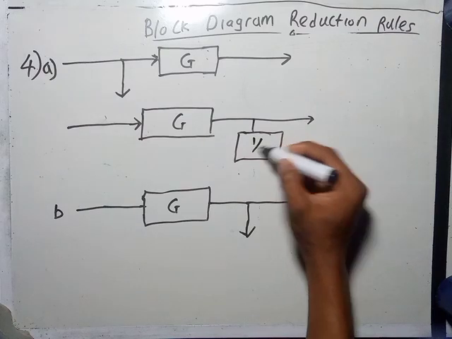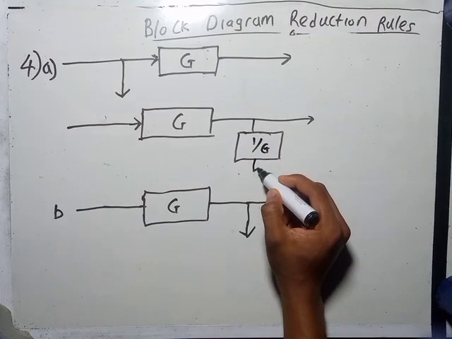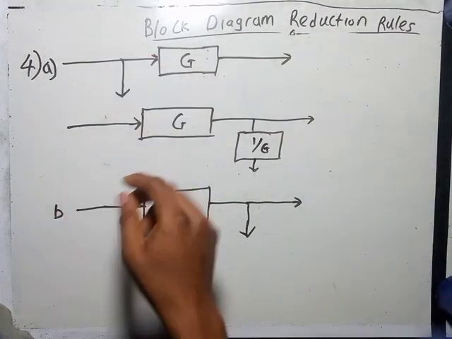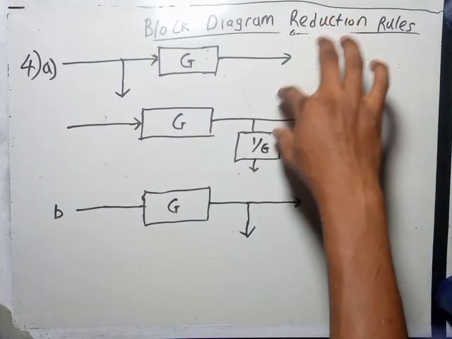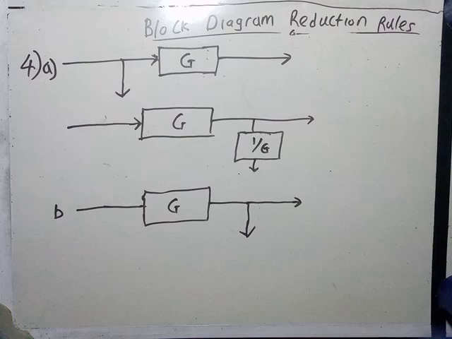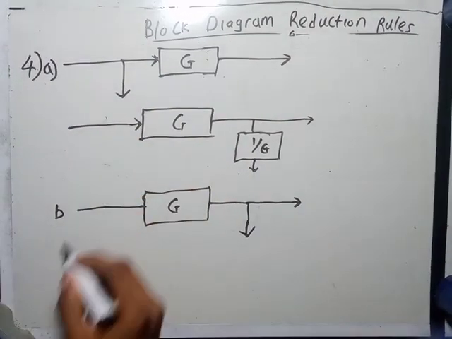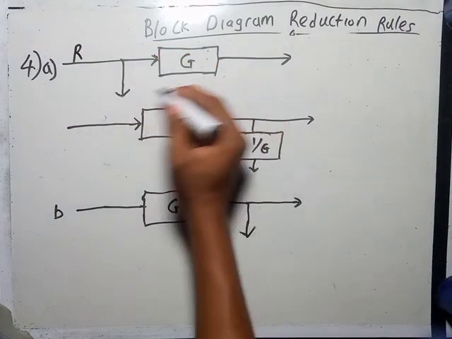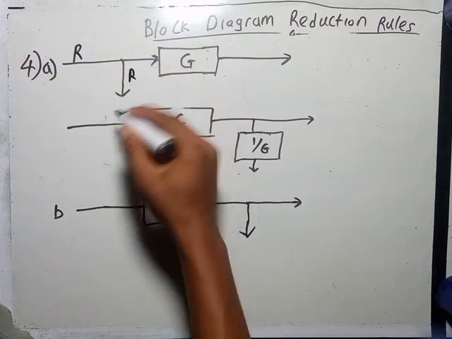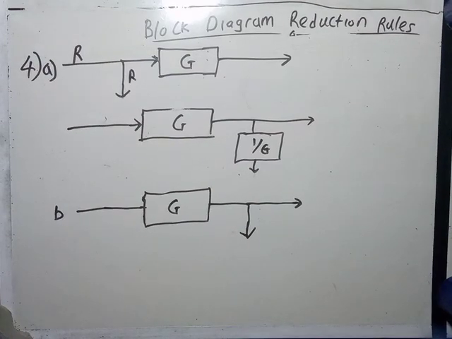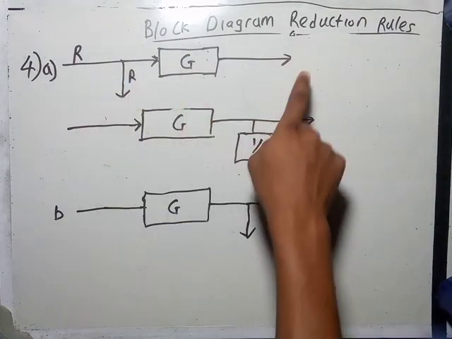Which is 1 over G. So for the branching point or the takeoff point, when we are moving in front, our transfer function will add a transfer function which is 1 over this one. So let's say our input is R. Going in here, we have R over here. We have R over here. We'll be having two outputs in this case.